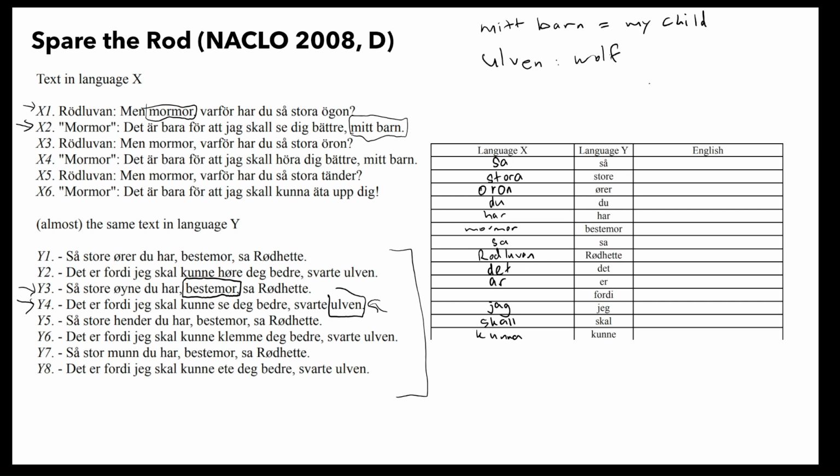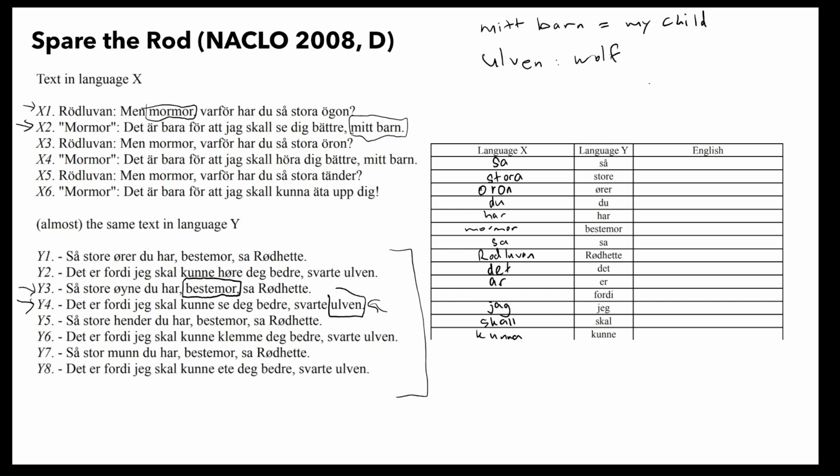And Ulven means wolf in Norwegian. Right? So, again, NACLO problems are approachable to everybody. It's just that you have to do enough problems, and then you'll pick up random facts like these, that Ulven is wolf in Norwegian. The more you see it, the easier it gets. So, yeah. I'm going to put Ulven as wolf in the next table, because this is not the table for it. But in the next table, wolf, right?